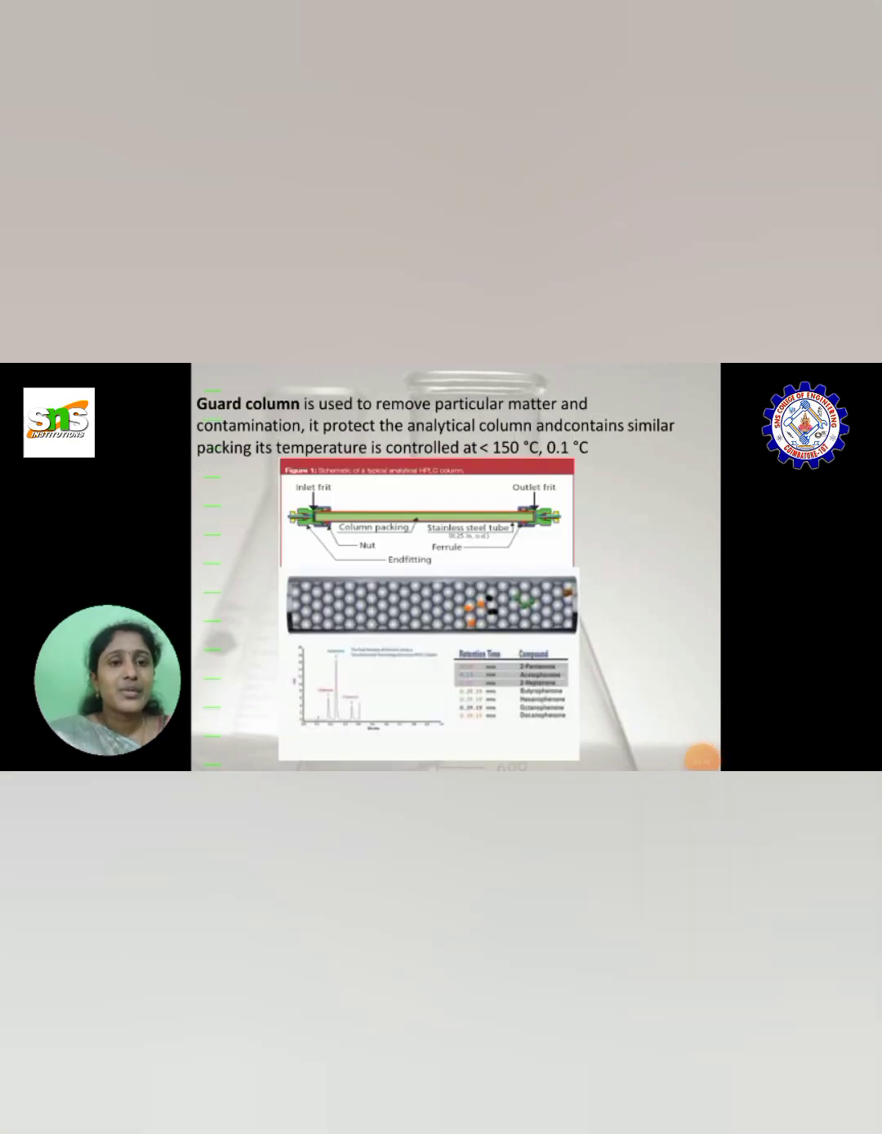Guard column is used to remove particulate matter and contamination. It protects the analytical column and contains similar packing. Its temperature is controlled at less than 150 degrees Celsius, 0.1 degree Celsius.